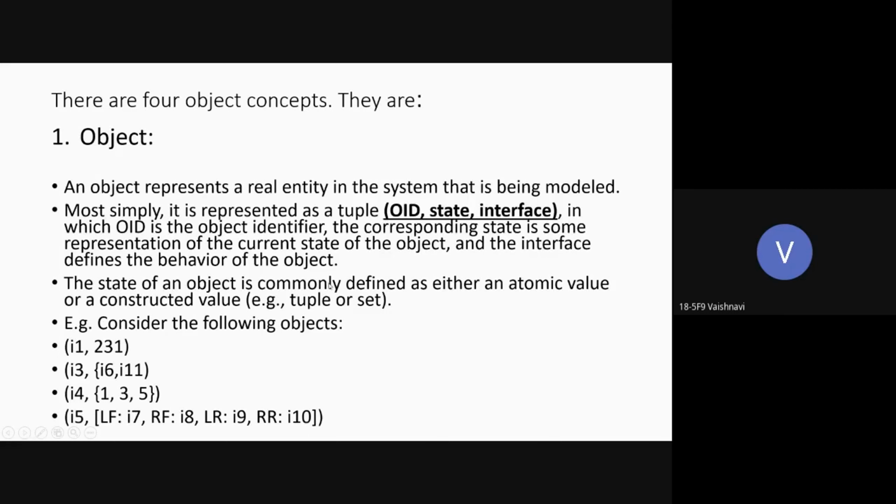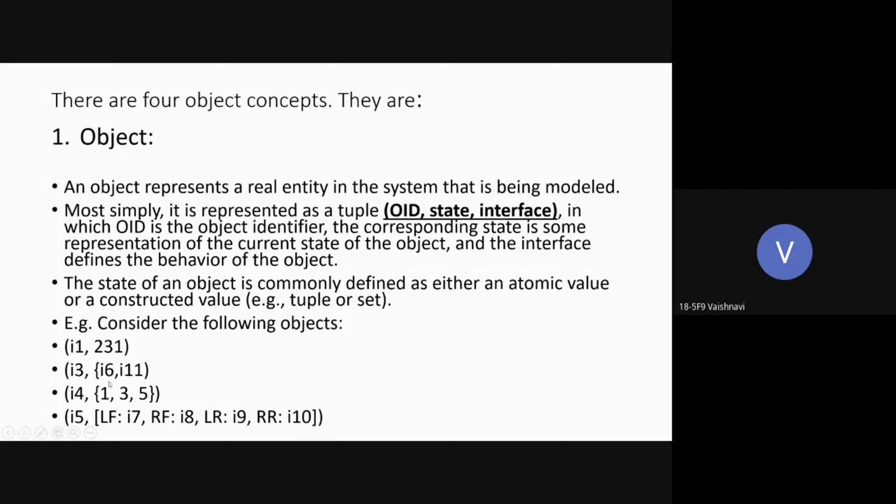See, the state of an object is commonly defined as an atomic value or a constructed value. Then this is also another type of object identifier, I3, and this is a set constructed value. The same thing goes here also. So we can say that I1 is an atomic object, and I3 and I4 are constructed objects, because I3 is an object identifier of an object whose state consists of a set. And I4 is also the same.